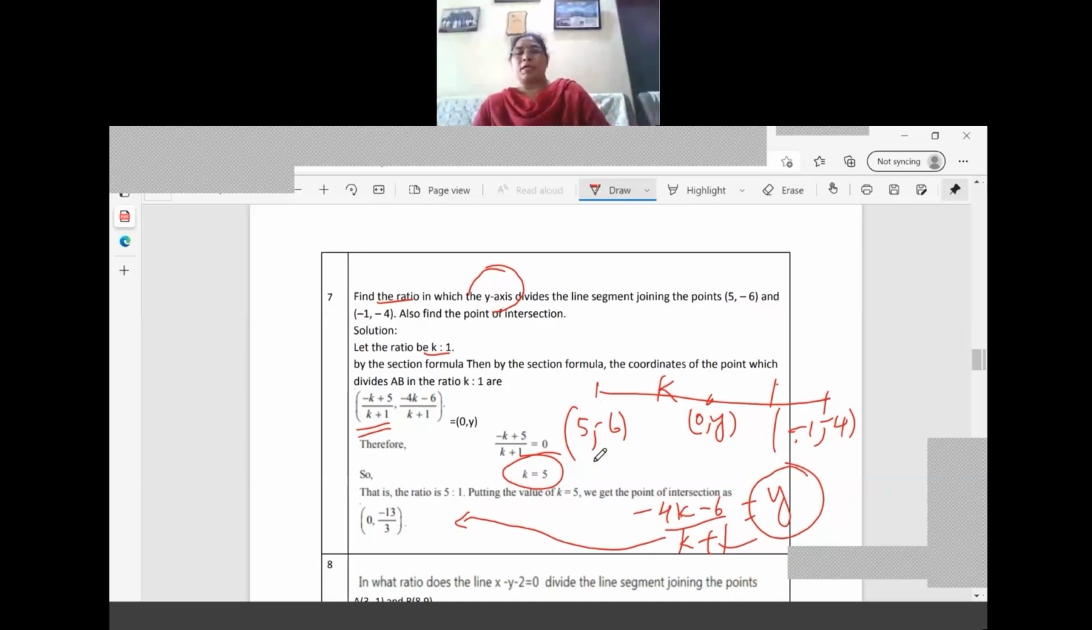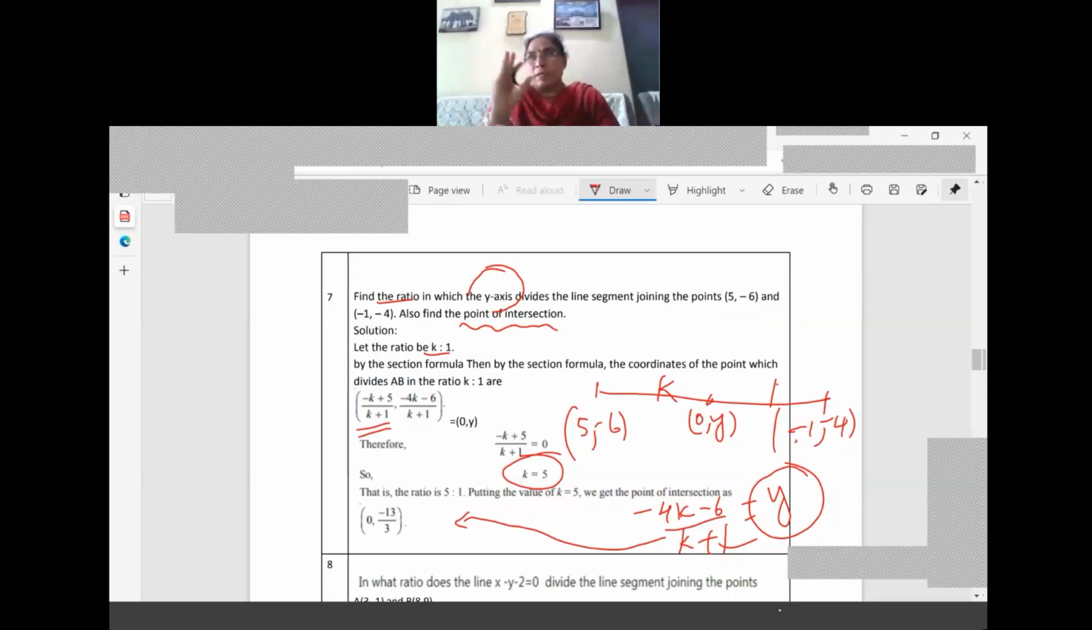First, the ratio only was asked, so we are getting the k value, but the point of intersection was also asked. That means the y value should be calculated. So for solving the first step, whichever coordinate is 0 should be equated. If the y coordinate is 0, the point is on the x-axis, then the y value should be equated. That means y will be 0. Equate that to 0, then it will be easy for you.